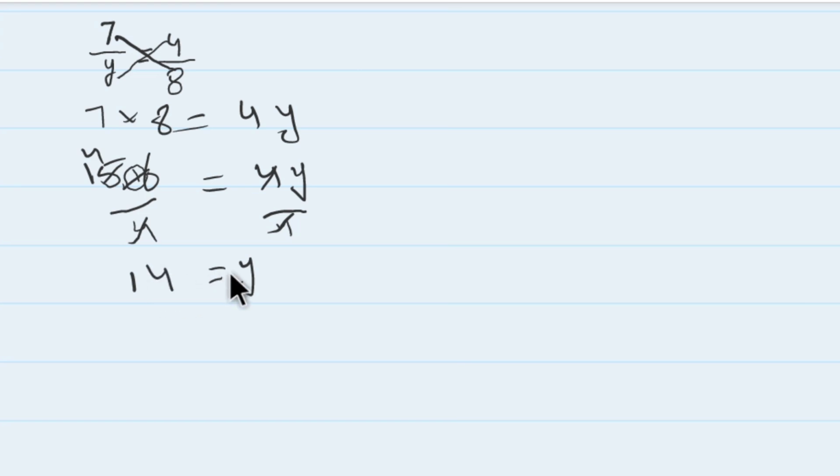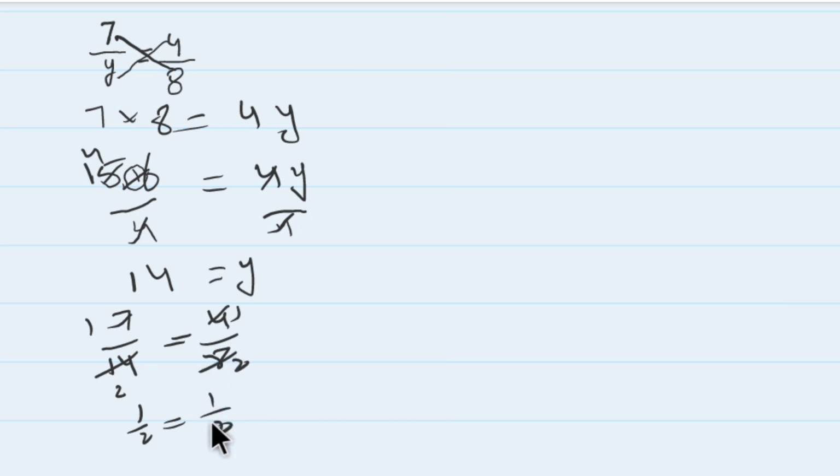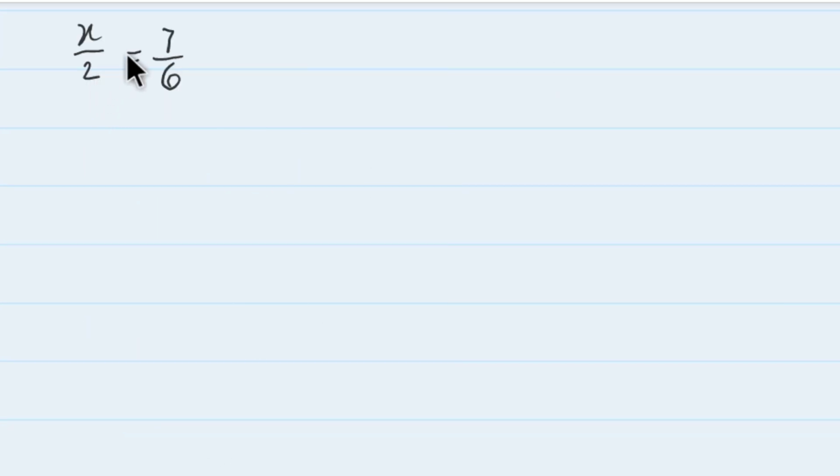Now we will replace y by 14 and check if our solution is correct. We will replace y by 14 and simplify it. 7 times 1 is 7, 7 2s are 14, so 1 over 2 is equal to again 4 1s are 4, 4 2s are 8, which is again equal to 1 over 2. Now we solve another example.